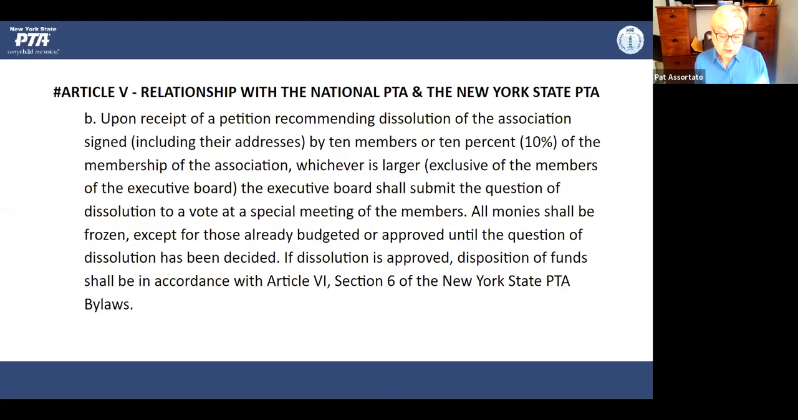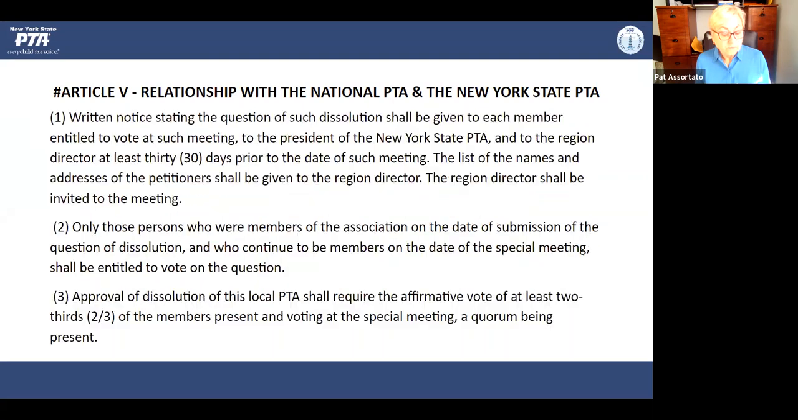Article 5, Section 16B would cover pretty much any other reason that you would want to dissolve a unit. Article 5, numbers 1, 2, and 3 apply to either circumstance of dissolution. Number 1 prescribes the manner of notice required prior to the meeting. Number 2 prescribes who is entitled to vote at the dissolution meeting.